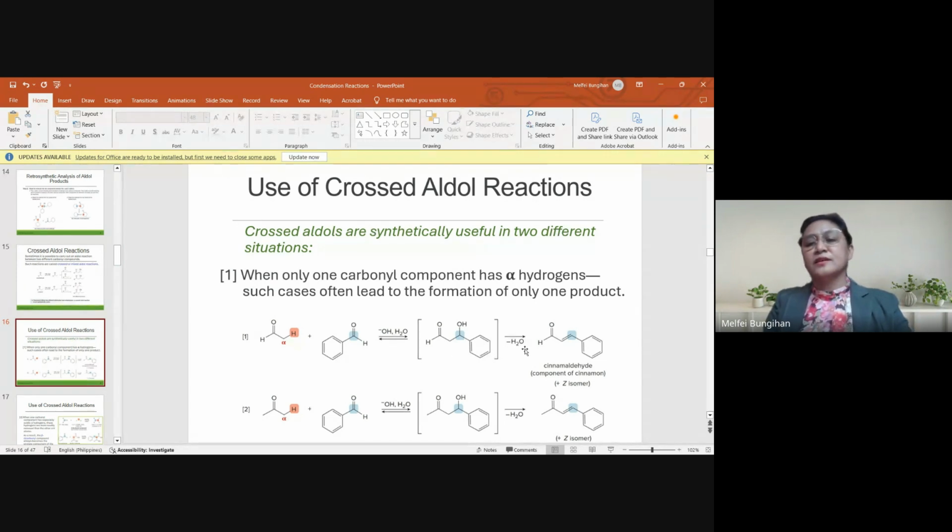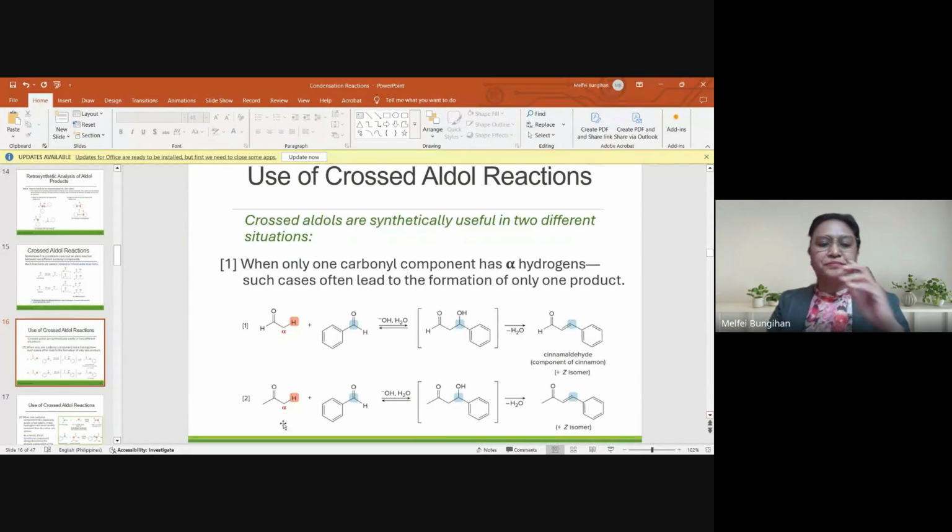Why is it that it can be dehydrated? Because of the presence here of your aromatics, which can drive the process to go from aldol to alpha beta unsaturated carbonyl. On the other hand, here this is the same, right? But you have here the cinnamaldehyde.